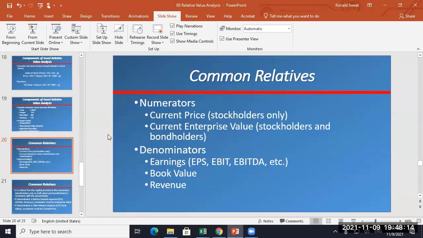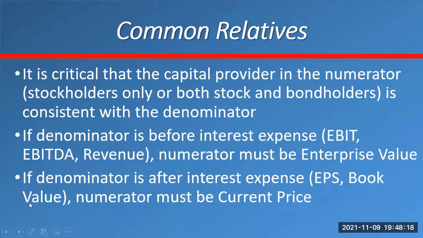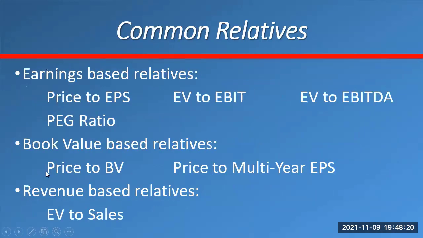All right, so that's the key. Then the question is, which one do you use for your company? So here's the ones that work: price to earnings, which is the most common one, EV to EBIT, EV to EBITDA. We'll talk about the PEG ratio, price to book.